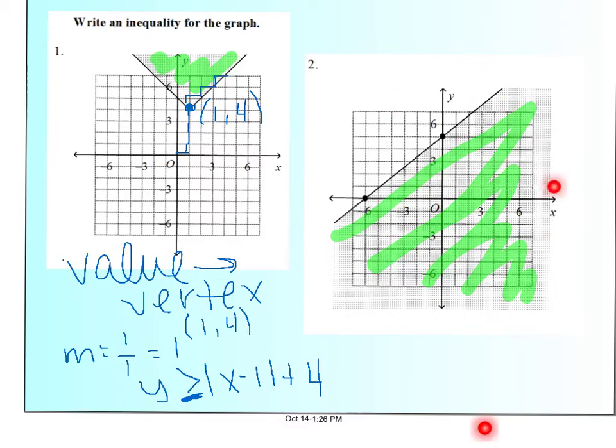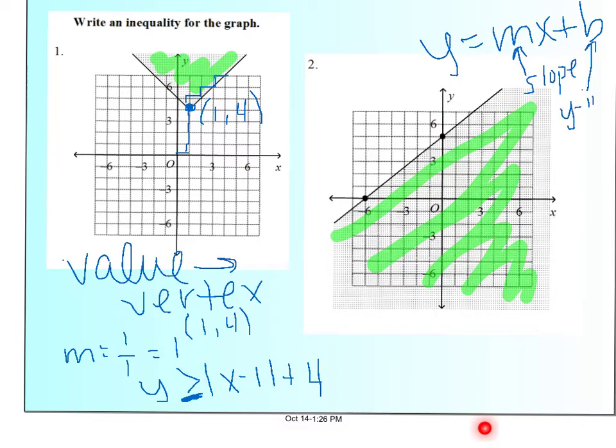Now if I look at problem number 2, it's a very similar problem, except now I don't have a V, I simply have a line, which means I'm looking for something that's going to look like y equals mx plus b. Remember, m is your slope, so you have to identify your slope, and b is your y-intercept. So those are the two things that you're looking for in this case. I'm looking for my y-intercept, which I see is at 1, 2, 3, 4, 5, right there. My y-intercept is 5. So b equals 5 for this problem.